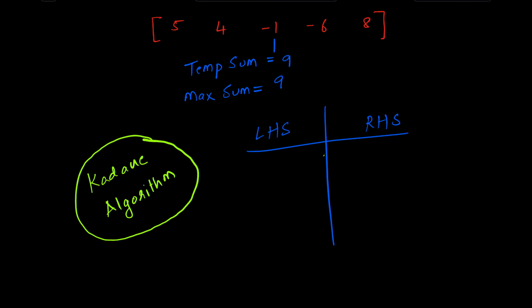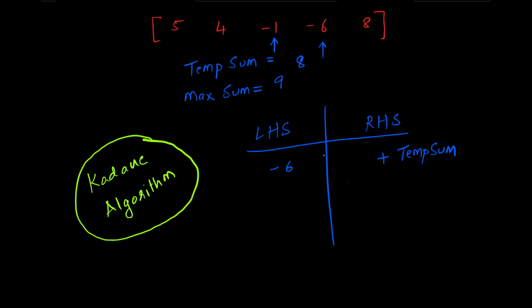Moving on to the next element, that is minus 1. On the left hand side I'll have minus 1, and on the right hand side it will be minus 1 plus 9, which is the temporary sum. Between 8 and minus 1, as 8 is greater, this should be saved in the temporary sum. The new value will be 8, and between 8 and 9, as 9 is greater, we will not update maximum sum. Next value is minus 6.